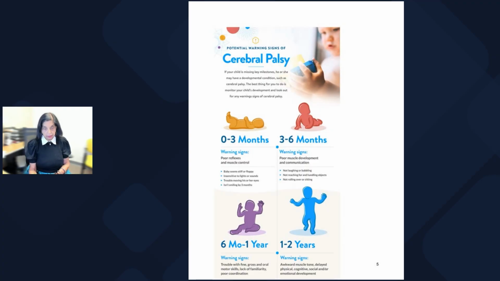By the time it is 1 year old to 2 years old, the muscle tone is awkward, because of the poor cerebellum development. And those are the signs. These are the early signs that need focus of attention. The early intervention means a lot in the growth and development of these babies.